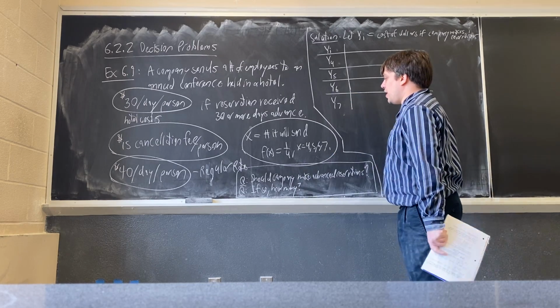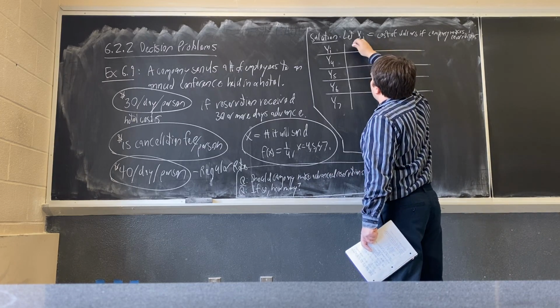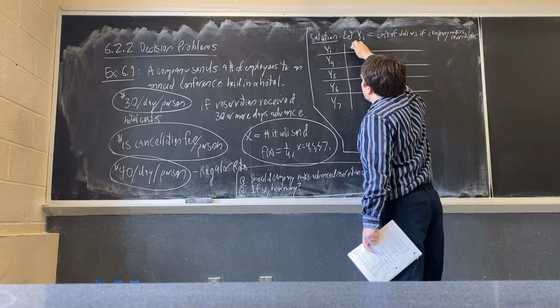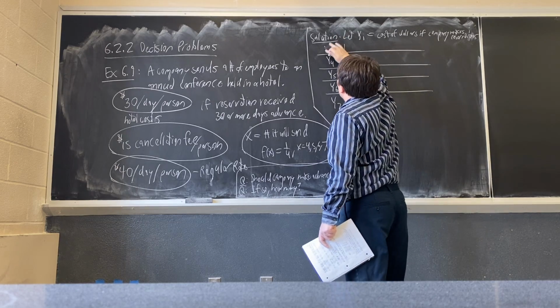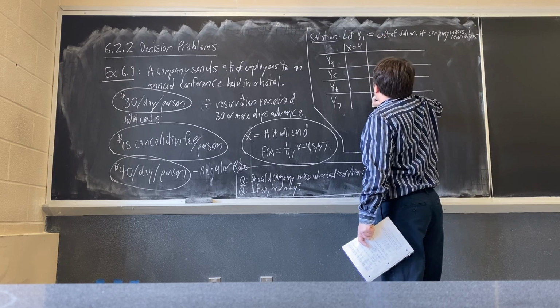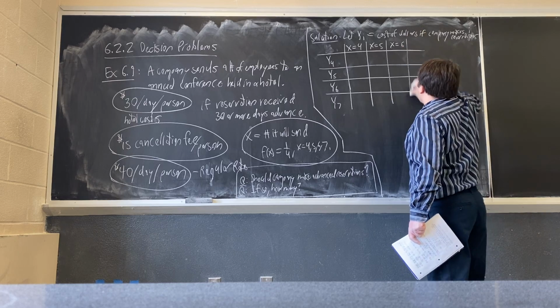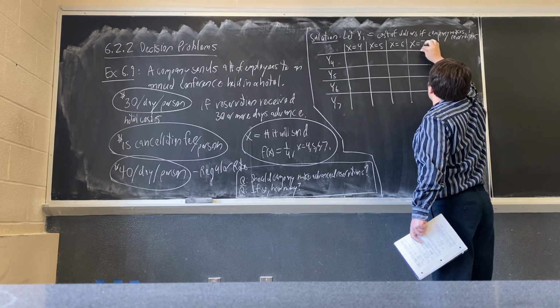Well, how many people are attending? Either 4, 5, 6, or 7. And so here, we're going to have the values of X. So here in this table, I'm going to say X is equal to 4. Here X is equal to 5. Here X is equal to 6. And here X is equal to 7.